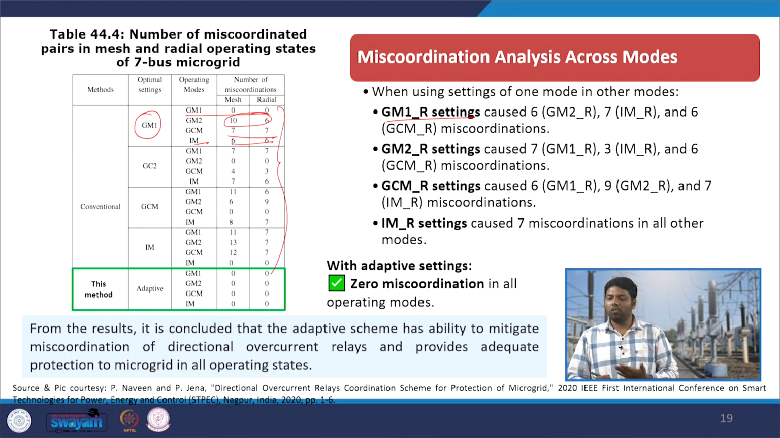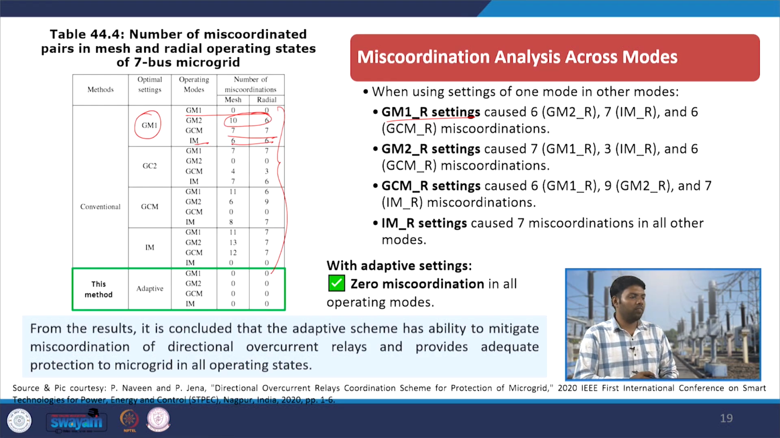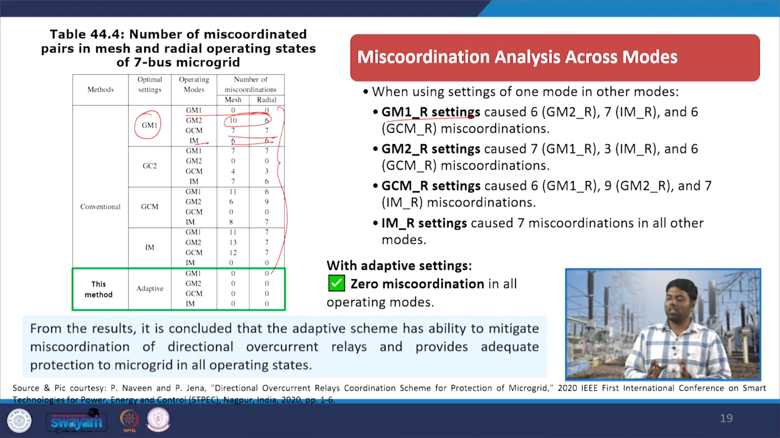If your overcurrent relay setting is not changing with time considering the situation of the system, then if it is exactly the same system or exactly the same situation, the coordination is very good. But if the connection or the configuration of the network deviates a little bit from its pre-specified condition, at that time your coordination will be completely spoiled.